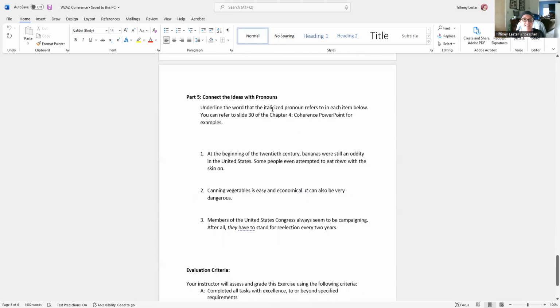And part 5 is on connecting ideas with pronouns. And we looked at this on slide 30 of the chapter 4 coherence PowerPoint. So a pronoun is a word that takes the place of a noun so that we don't have to keep saying that noun over and over and over again. All right, so again, you've got a pronoun in italics. Number one here, the pronoun is them. Your job is to identify the noun that them refers to. What is them? What are we talking about?